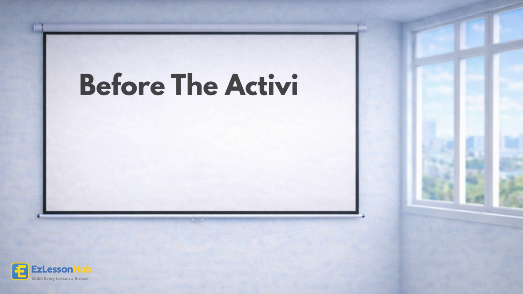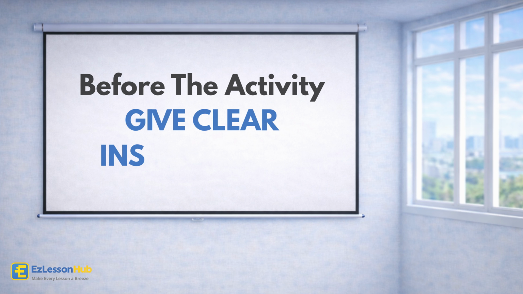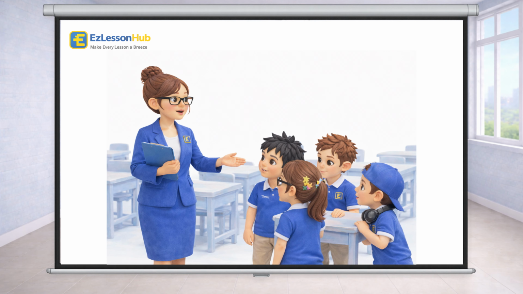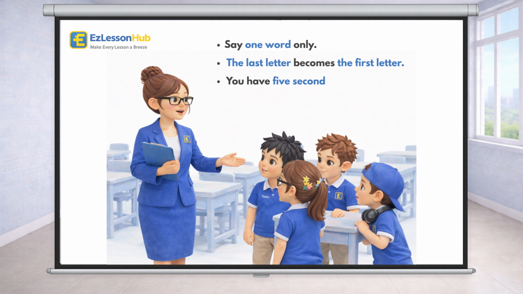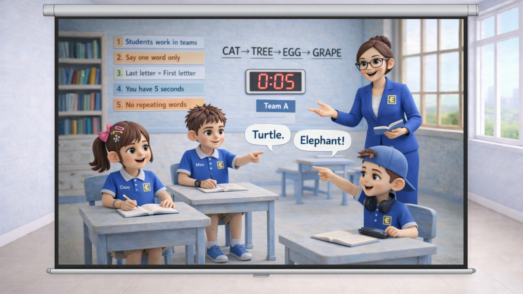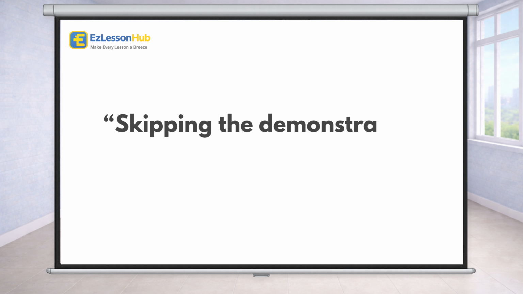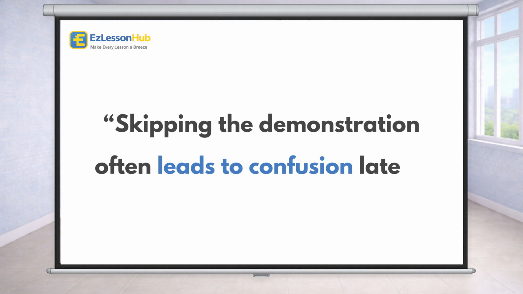Clear instructions prevent chaos in the classroom. Effective instructions are short and simple. Students work in teams. Say one word only. The last letter becomes the first letter. You have 5 seconds. No repeating words. The activity is always demonstrated once before starting. Skipping the demonstration often leads to confusion later.